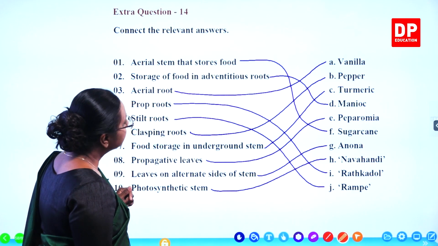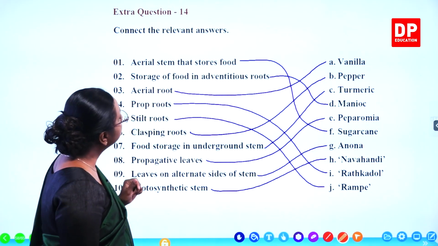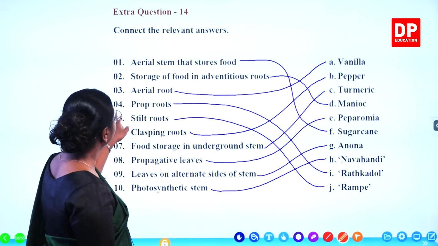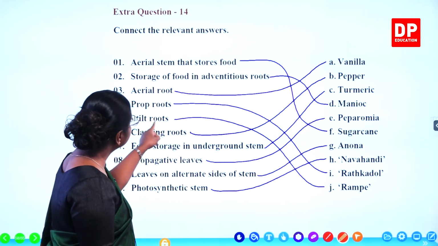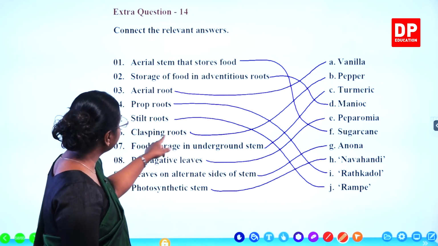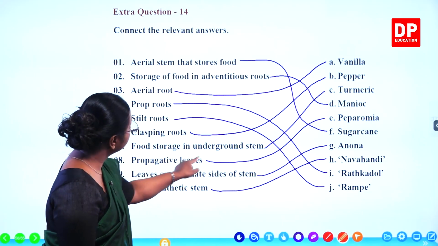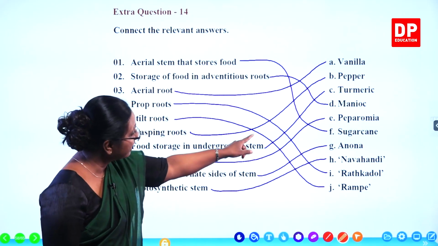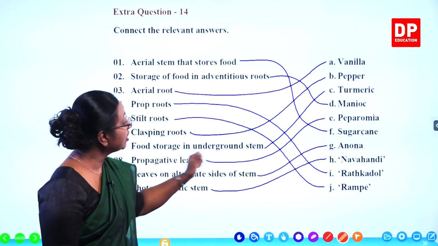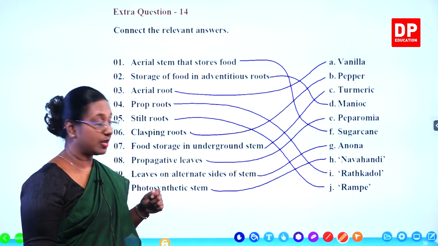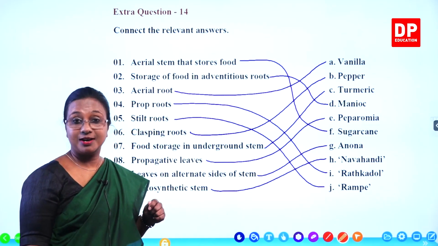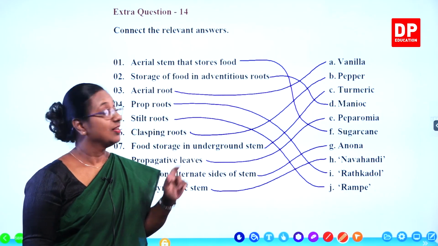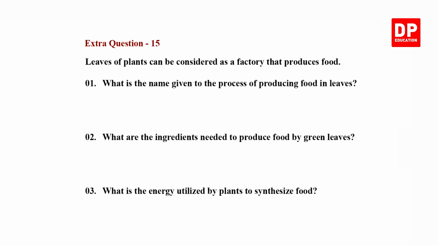Aerial stem that stores food, sugarcane. Storage of food in adventitious root, manioc. Then aerial root, vanilla. Prop roots, ratkadol. Stilt roots, rampe plant. Then clasping roots in pepper. Food storage in underground stem, that is turmeric. Propagative leaves, that is peperomia. Then leaves on alternate sides of the stem, that is Annona. And photosynthetic stem, Navahandi. I am sure you were also able to connect it properly. So with that, I will move on to the next one.